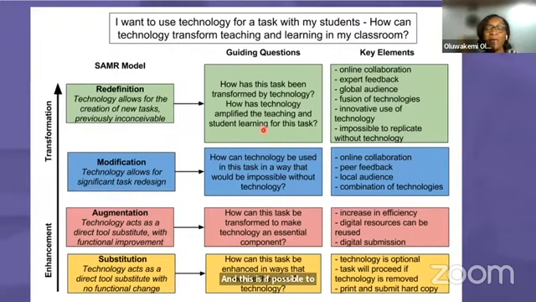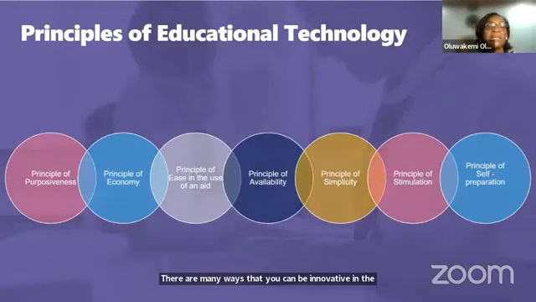And so we have all that. So this is a lot in a few minutes, but I just wanted to at least touch on that so you could know that there are many ways that you can be innovative in the use of technology, with or without technology, in the classroom. And I would wrap up basically by highlighting what the principles of educational technology are going forward.